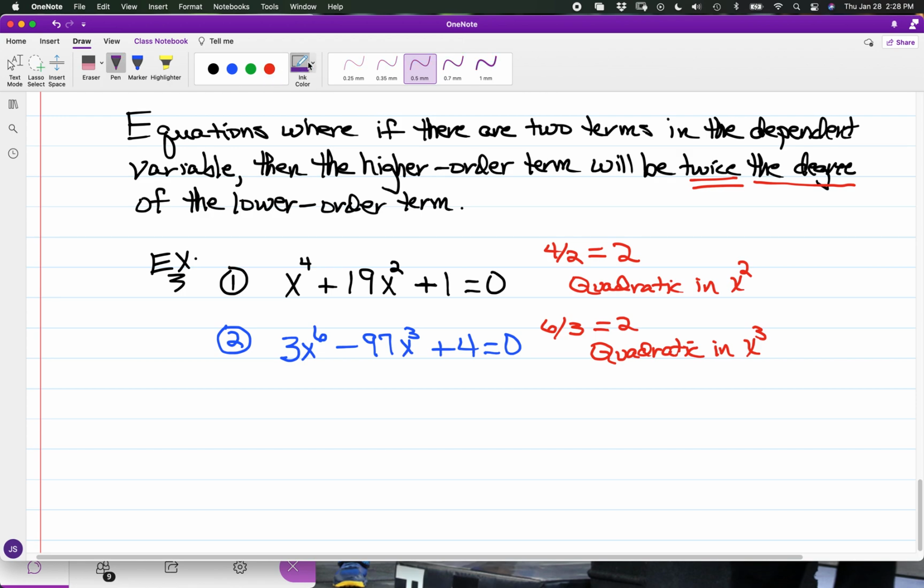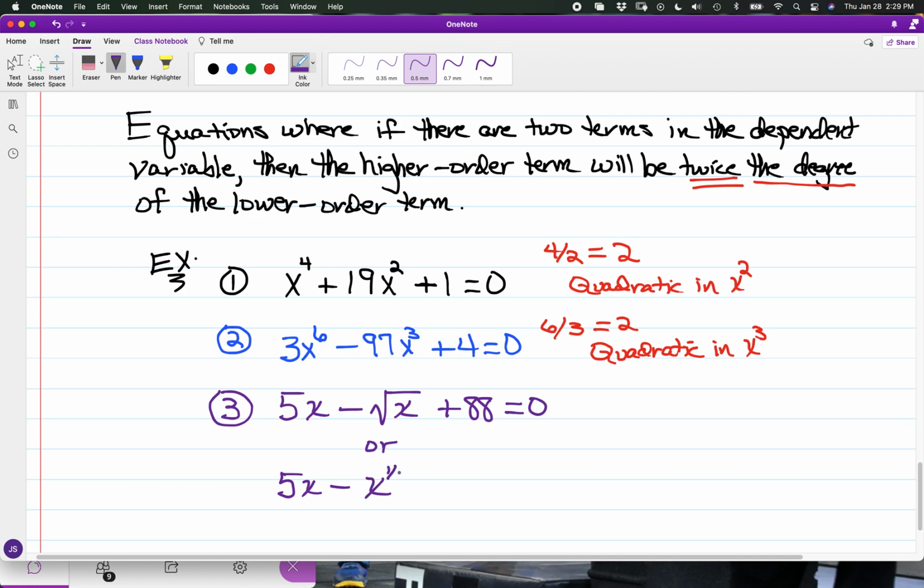Let's say we have another situation: 5x minus the square root of x plus 88 is equal to 0. Another way you could express this: you have 5x, and the square root of x. Remember, with square roots, the hidden index number is 2. So you have the second root of x to the first. As a non-integer exponent, the square root of x is x to the 1/2.